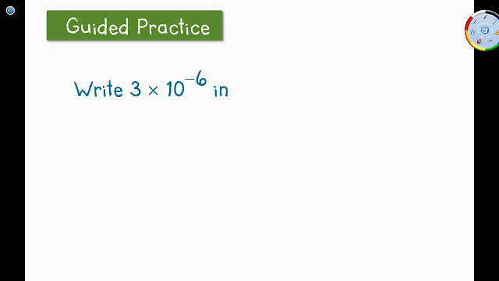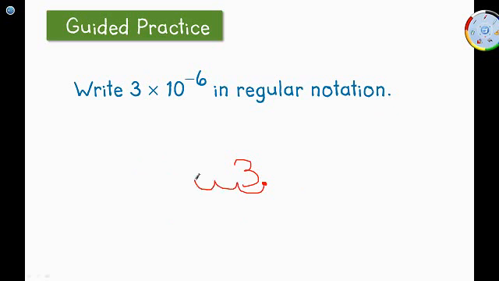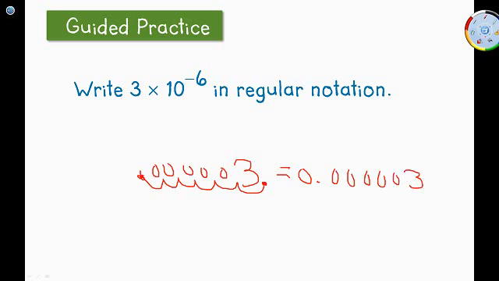All right, let's take a look at another one. Write 3 times 10 to the negative 6 in regular notation. So we have the number 3, and we know that our decimal lives here. We want to move it negative 6. 1, 2, 3, 4, 5, 6. This is where we want it. We fill in with zeros, just like that, and we're left with 0.000003, just like that.